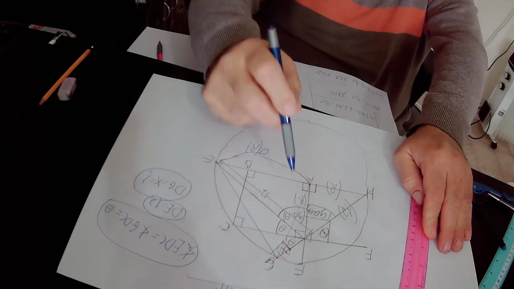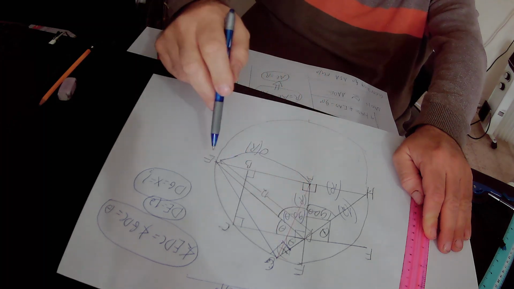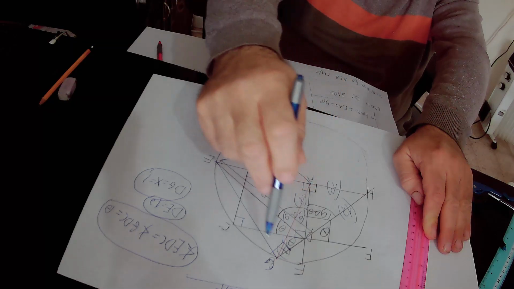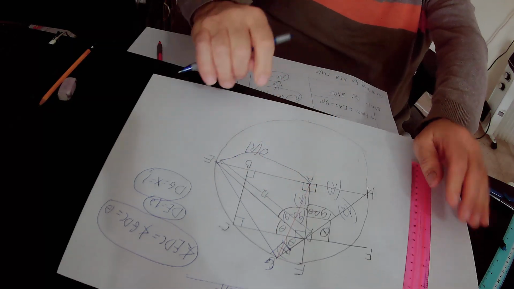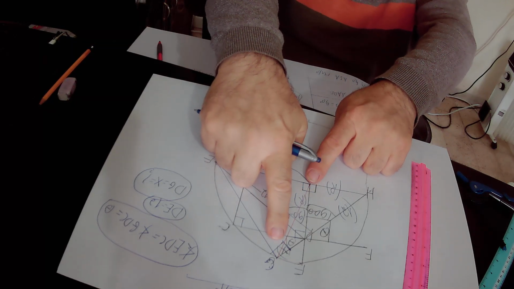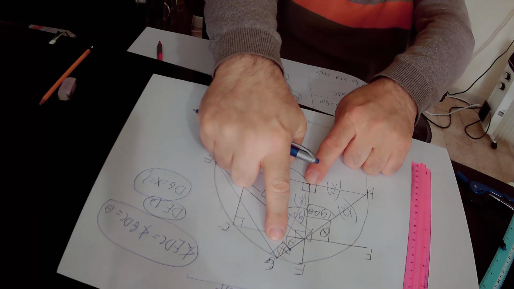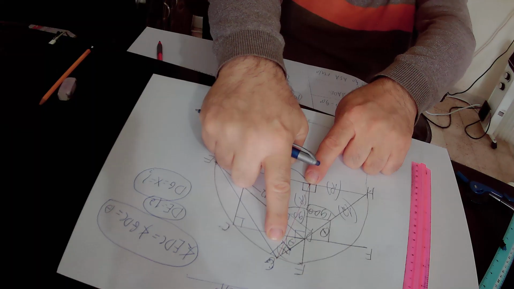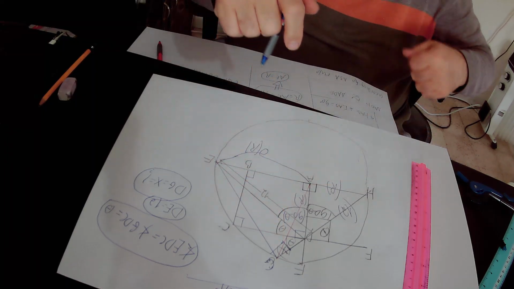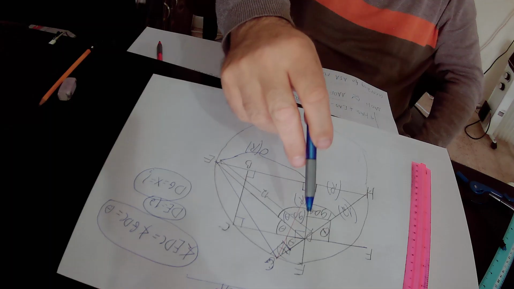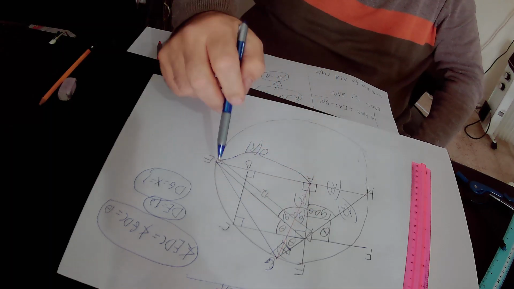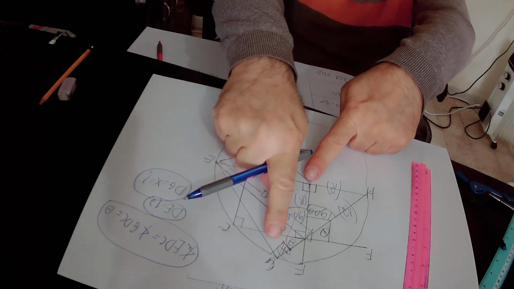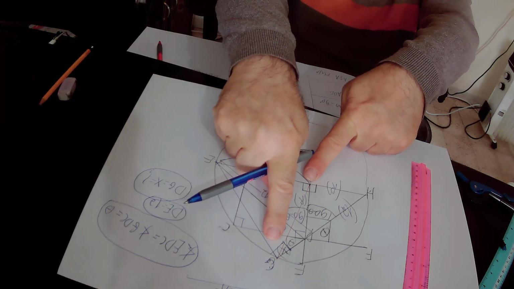So in quadrilateral ADGE, inside this quadrilateral ADGE, those two opposite angles are both right angles, and the sum of two right angles is 180 degrees. So inside quadrilateral ADGE, we have two opposite angles that the sum of them is equal to 180 degrees.